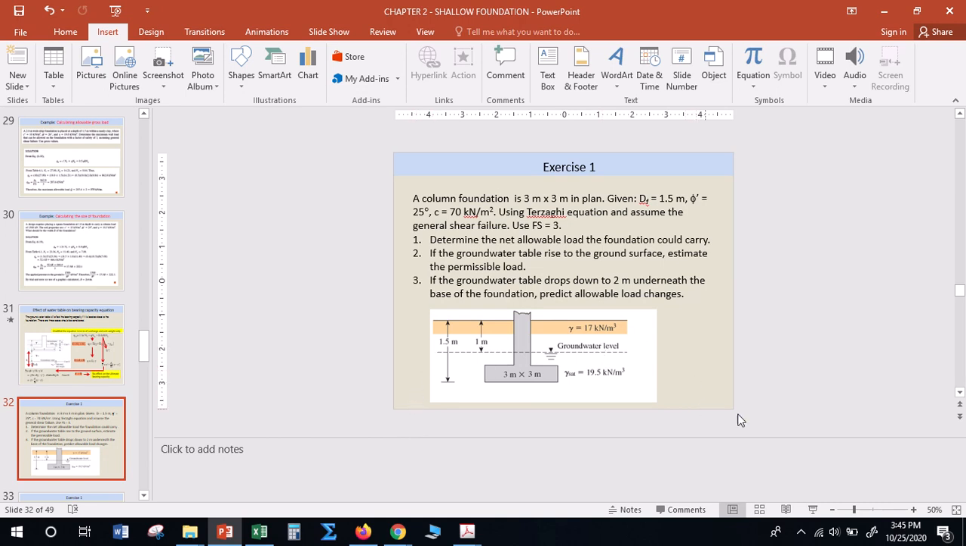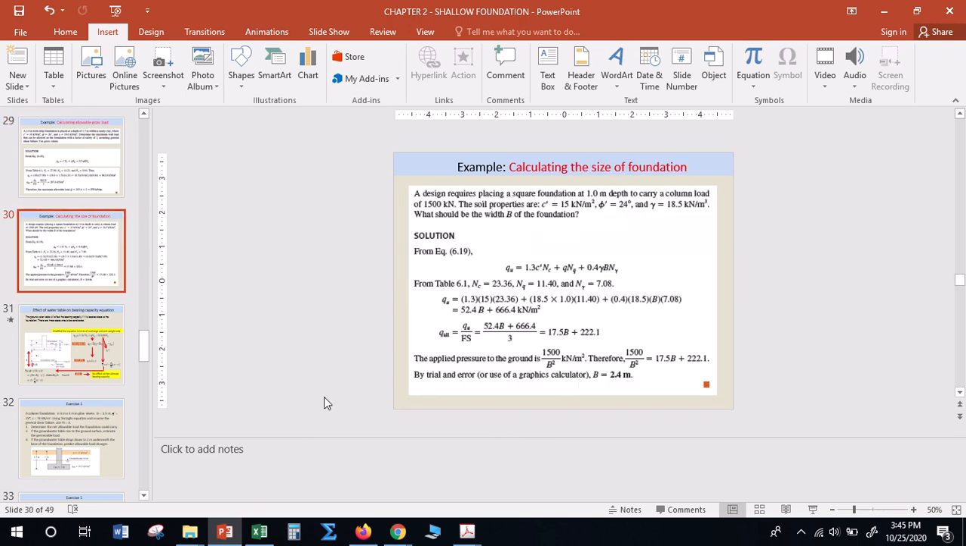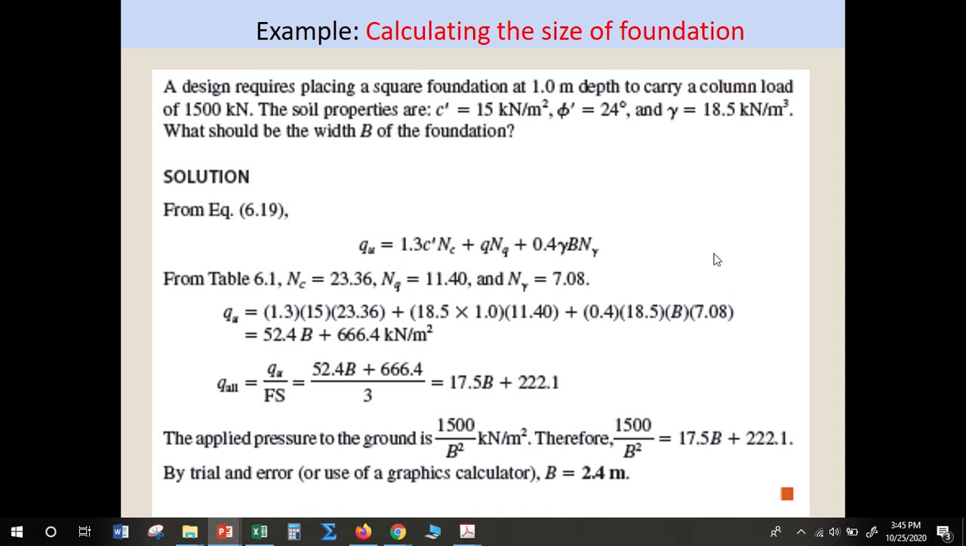Which one? This one, right? 29. Okay. Which one? 30. Okay. Which one? Sorry, sorry. Which one? Yeah. The question is square. Yeah. This is the capital Q. Okay, this is the capital Q. Okay. Clear? Alright.